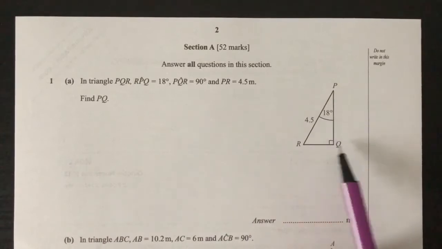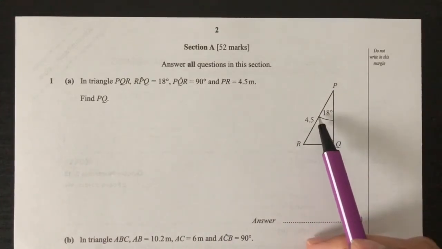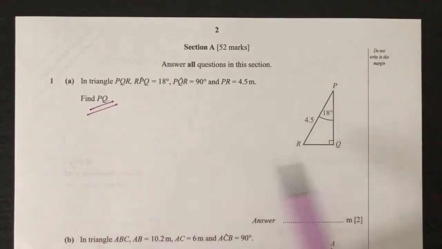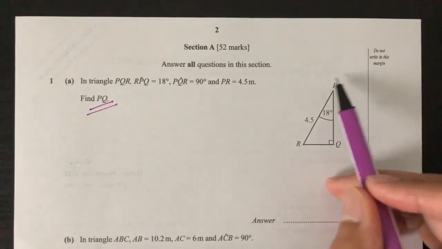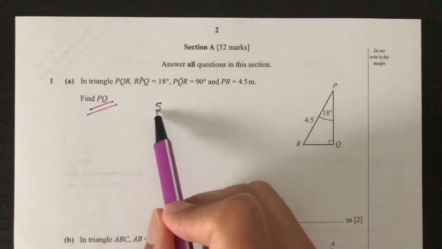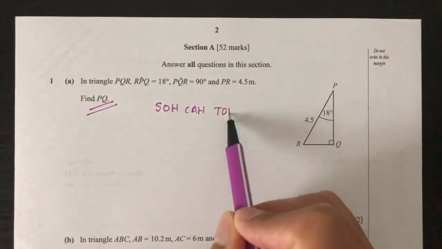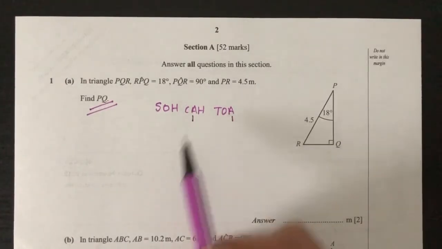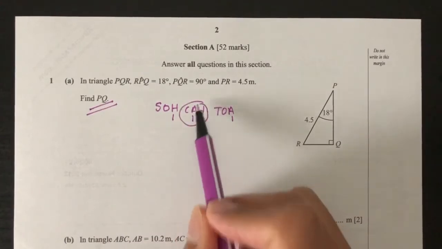So we have PQR. We have this side is 4.5, this is 90, and this is 18 degrees. Question number 1, find the length of PQ. So PQ is this side. As you can see, this one is a right angle triangle, so you can use the rules of SOH CAH TOA. If you're trying to find this side, this will be your adjacent side. And we know this side, this is your hypotenuse, so we have to use cos.